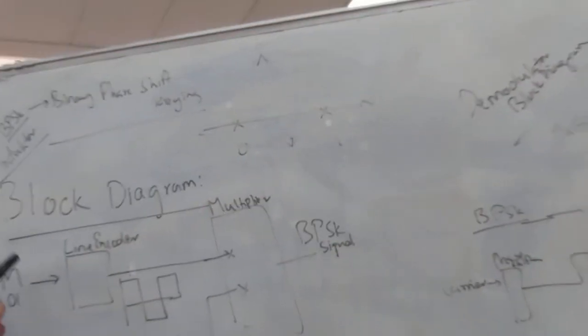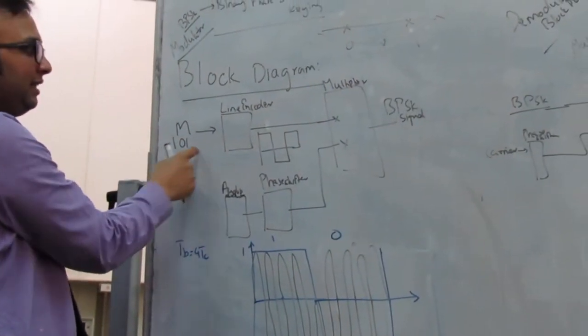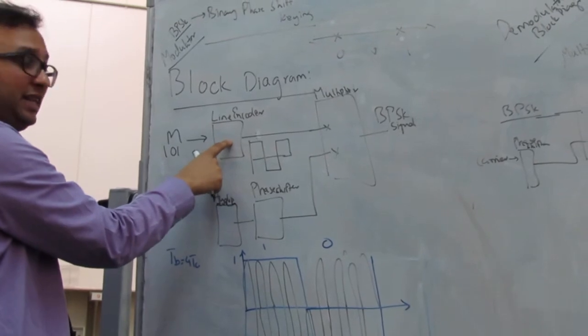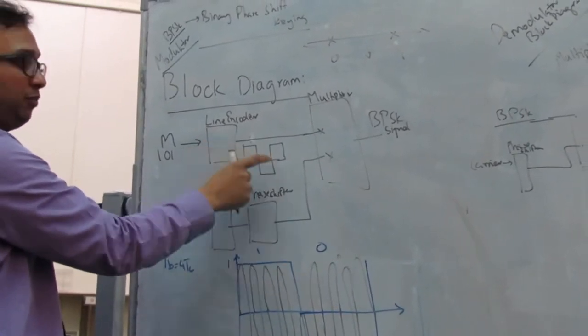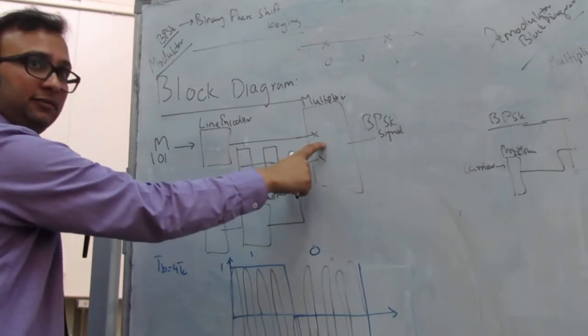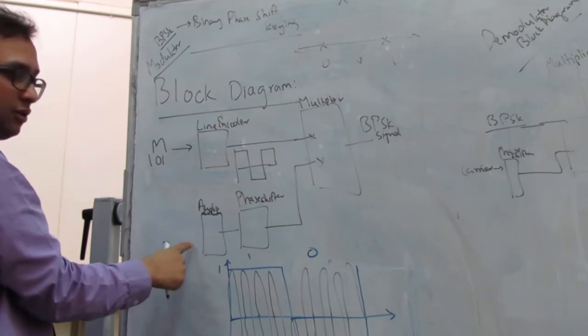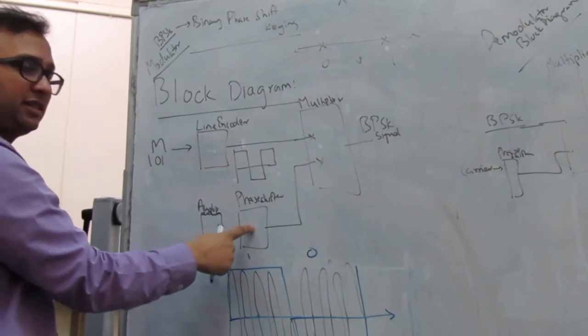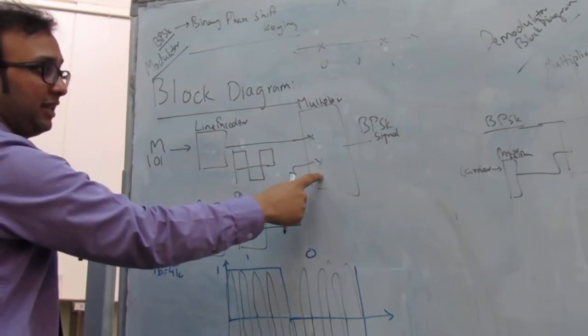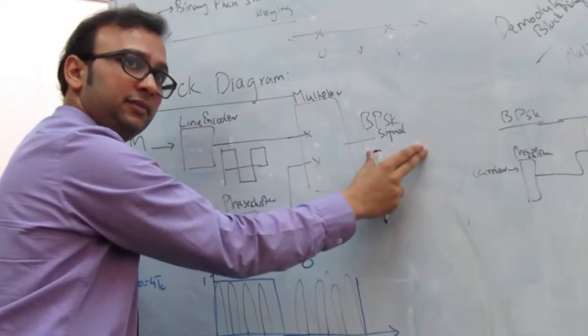Alright, let us look at the block diagram. So I have a message which is 1s and 0s. It goes through a line encoder, which will change it to pulses, and that will be my input to the multiplier, and I need to multiply it with a carrier. So the audio oscillator goes through a phase shifter, and then that goes as the second input to the multiplier, and the output is a BPSK signal.